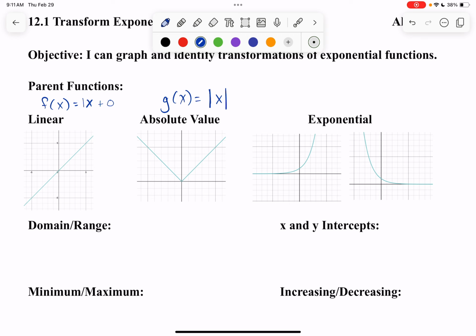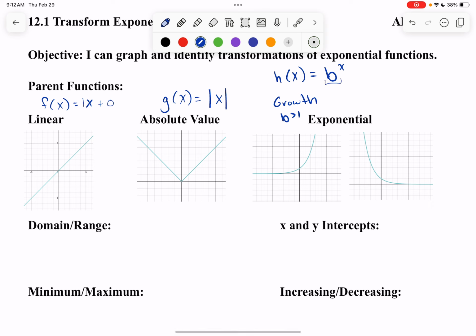There is not just one exponential parent function, mainly because the base can be a lot of different numbers. But we really think of our exponential parents in two groups. Our first is our growth function, our exponential growth function, and this is when your base is bigger than 1. Okay, so our exponential growth function, if we call it h of x, would be a b to the x. So there is our growth. There is our exponential parent function.